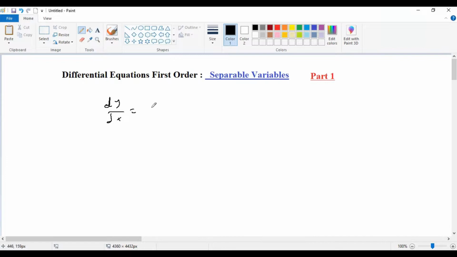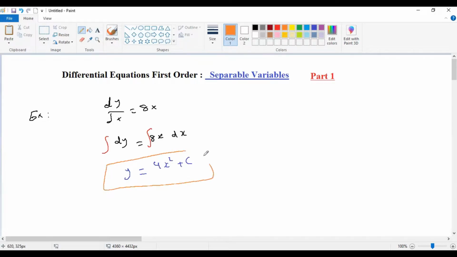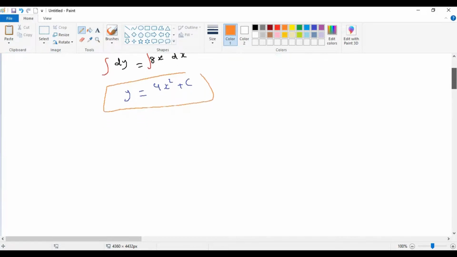dx equals 8x. In this example, we can cross multiply and write dy on the left and 8x dx on the right. And then take the integral of both sides. So I have here y equal to 4x squared, which is 8x squared divided by 2, plus c, and this is the solution. That's the answer.